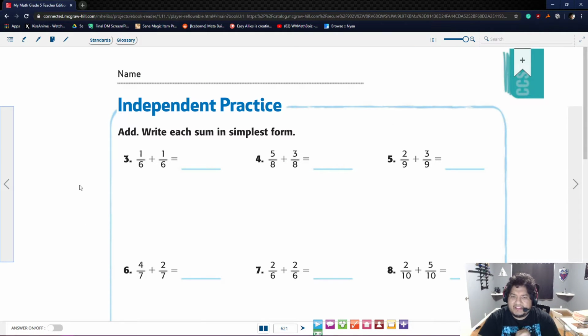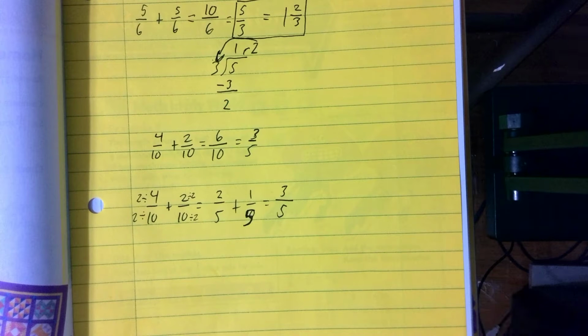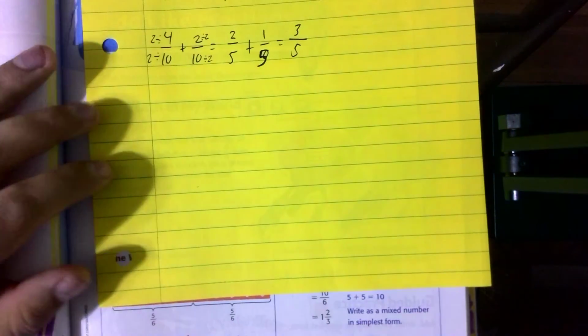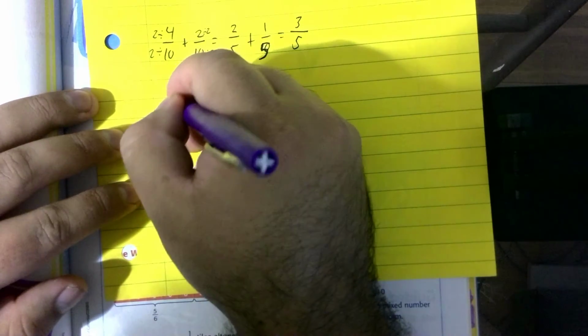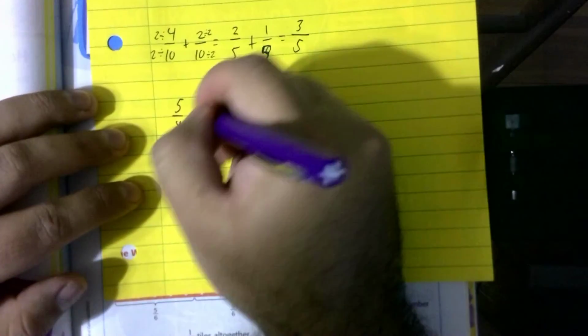Some closing statements. Oh, you know what? Let's do 4. 4 might be a little tricky. Maybe. So 4 says 5 eighths plus 3 eighths.